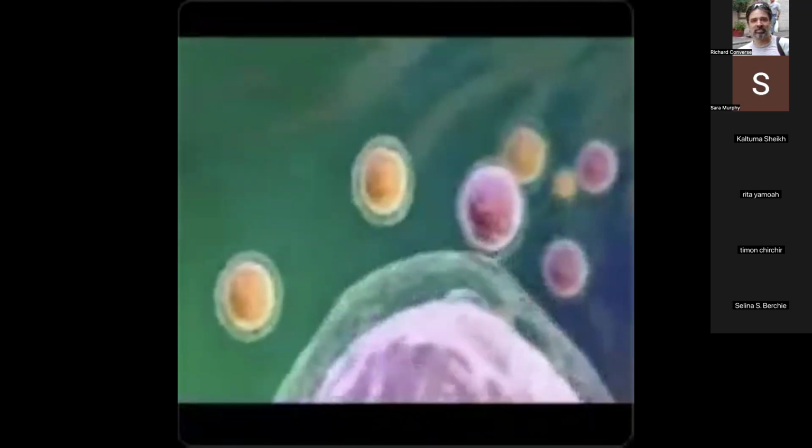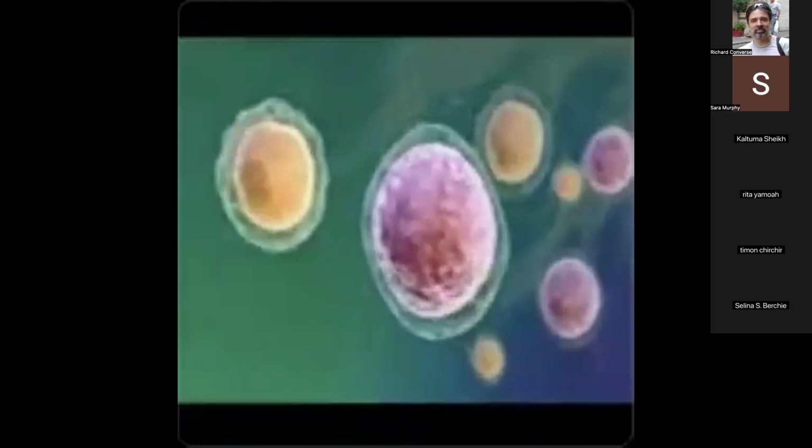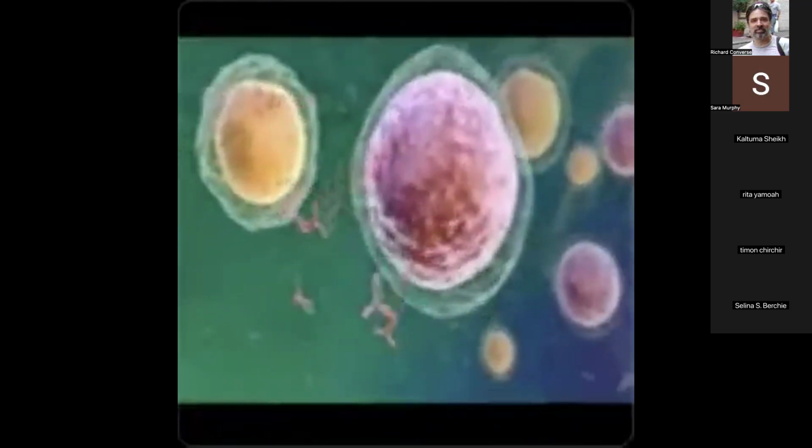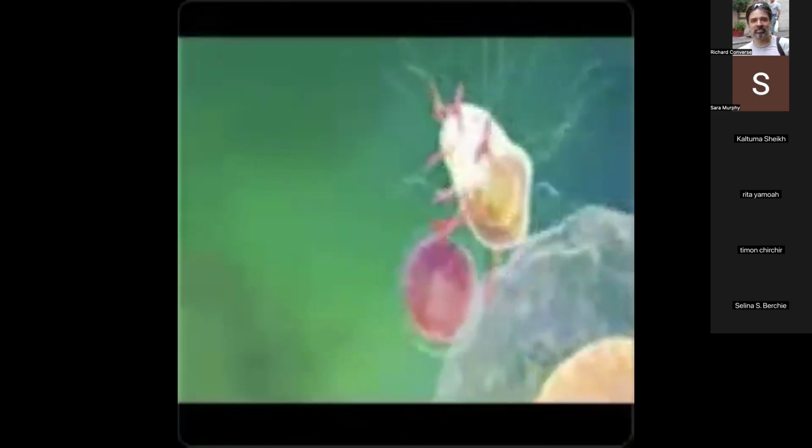Two types of lymphocytes are B cells and T cells. B cells help the immune system by producing antibodies to eliminate infection. T cells are important in regulating the immune system and in fighting infections.